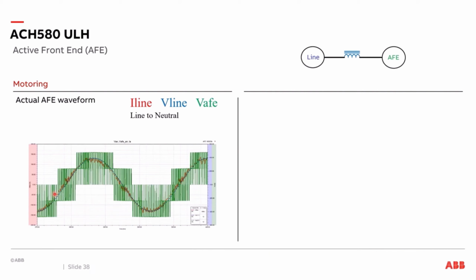So as we look here, what's happening is in blue, you have your line voltage. And this pulse width modulated voltage from the active front end is actually lagging a little bit from the line voltage. That's causing the current to flow from the line into the active front end. The current is in sync with the line voltage.